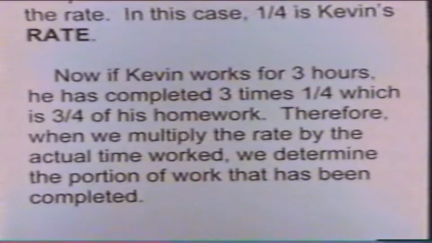Now, suppose Kevin works for 3 hours. Then he has completed 3 times 1/4, which is 3/4 of his homework. Therefore, when we multiply the rate by the actual time worked, we determine the portion of work that has been completed. So since Kevin worked for 3 hours and his rate is 1/4, 1/4 times 3 is 3/4 of the sheet.